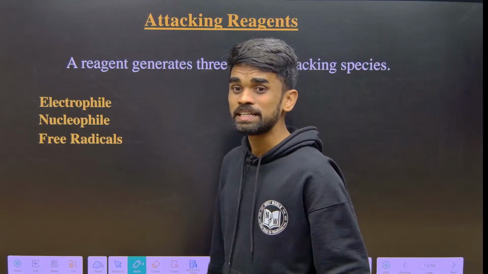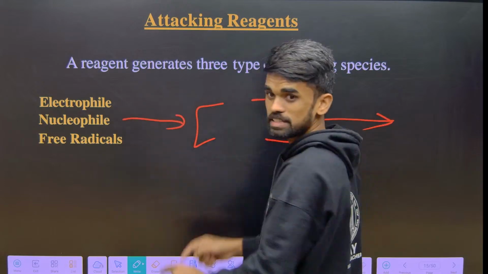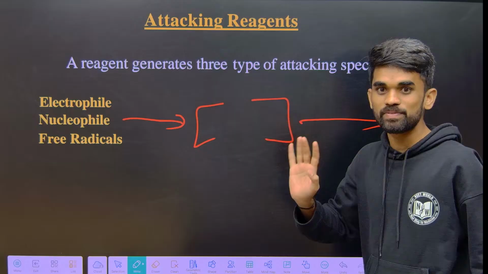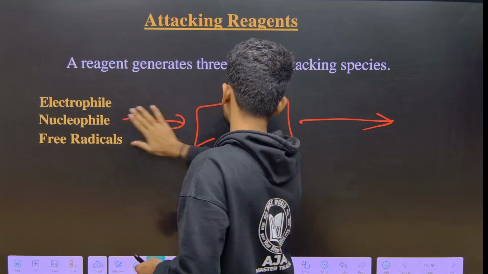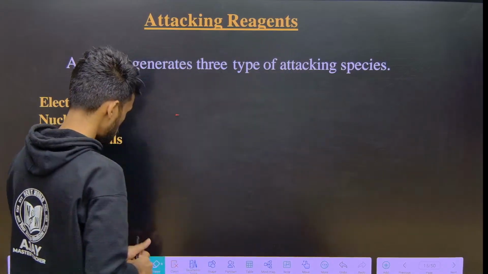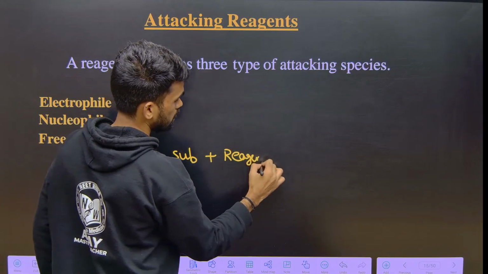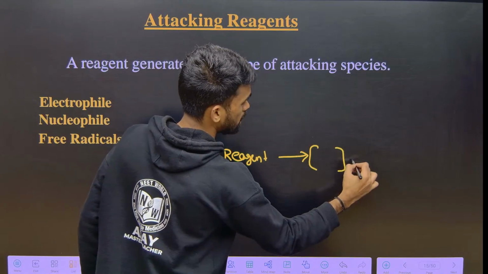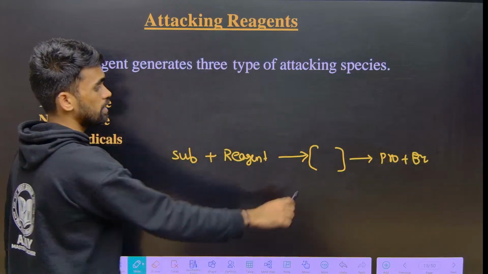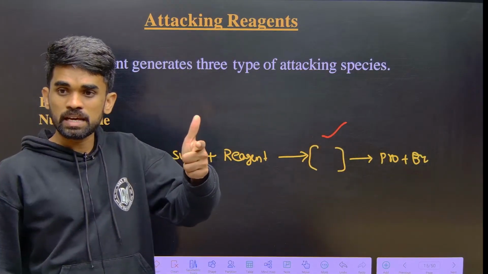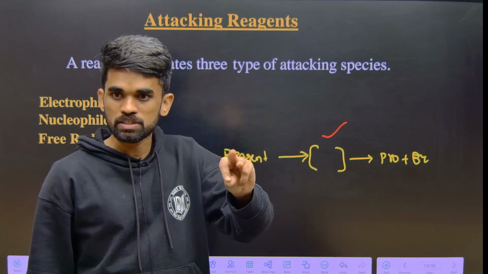Now, what have we studied till now? We have studied intermediates. Substrate plus reagent gives an intermediate or transition state, which gives us the final products plus byproducts, as I told you. Among intermediates we have studied carbocations, free radicals and carbanions, up to these 3, and carbenes also, so 4 we have studied.